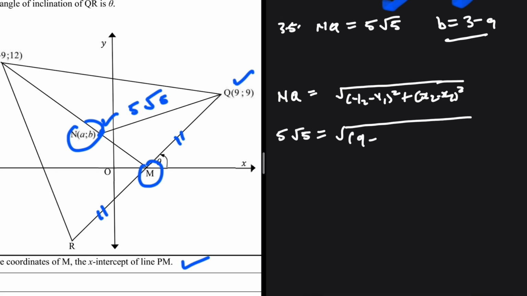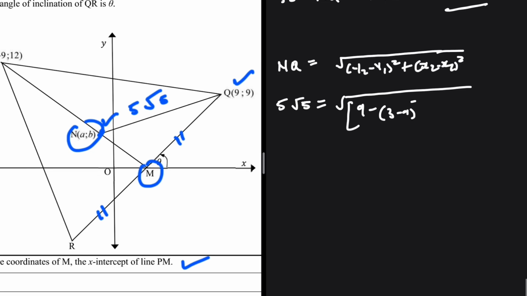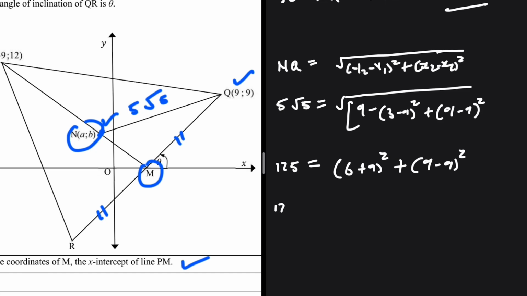So maybe let me just write this in a better way. 9 minus (3 minus A), squared, plus (9 minus A), and then we square that. So if we square both sides, we're going to get 5 multiplied by square root of 5, squared. That will be 25 multiplied by 5, which is 125. So 125 is equal to, we get rid of the square root because we are squaring both sides. So now we're just left with 9 minus 3 is 6. 6 minus multiplied by minus A, so (6 plus A) squared, plus (9 minus A) squared. There we go. So 125 is equal to 6 multiplied by 6, maybe it's 36. So let's just write 36 here, 36 there, right? I'm doing that so that I can digest it easily.